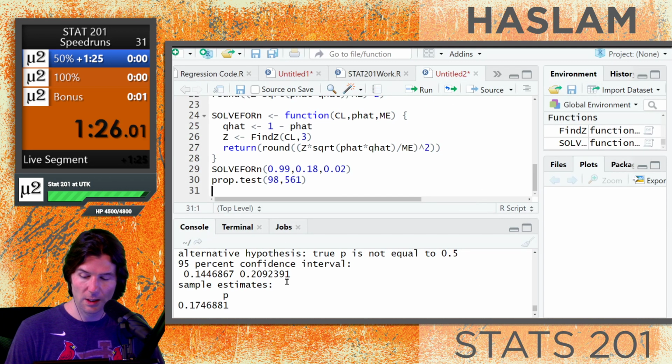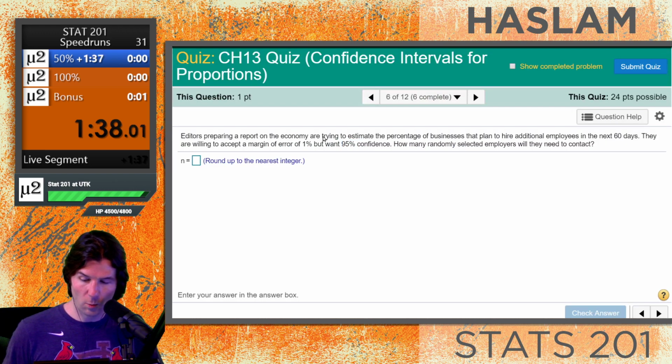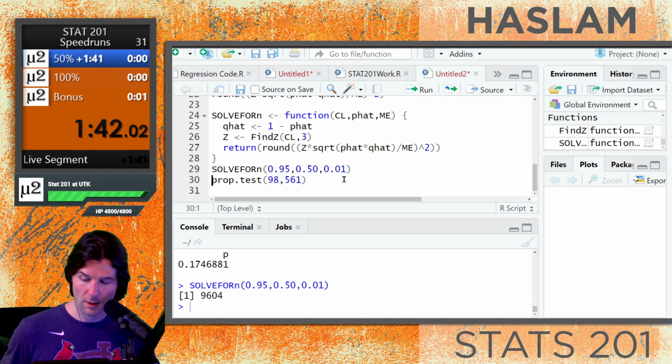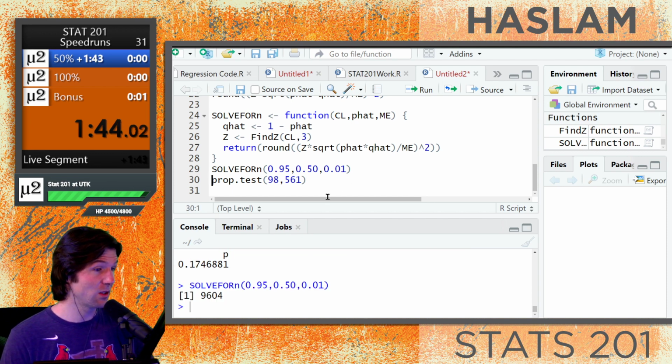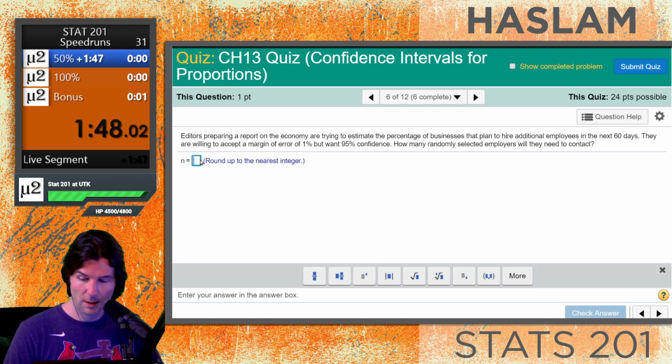And so we have to go into here, and we do our solve for n. So we put in this. This is our P hat. And then we put in our margin of error. Was it 5%? What did it want? Margin of error. 1%. We do that. 9,604. Whoa. Did I do everything correctly? I think I did. 9,604.